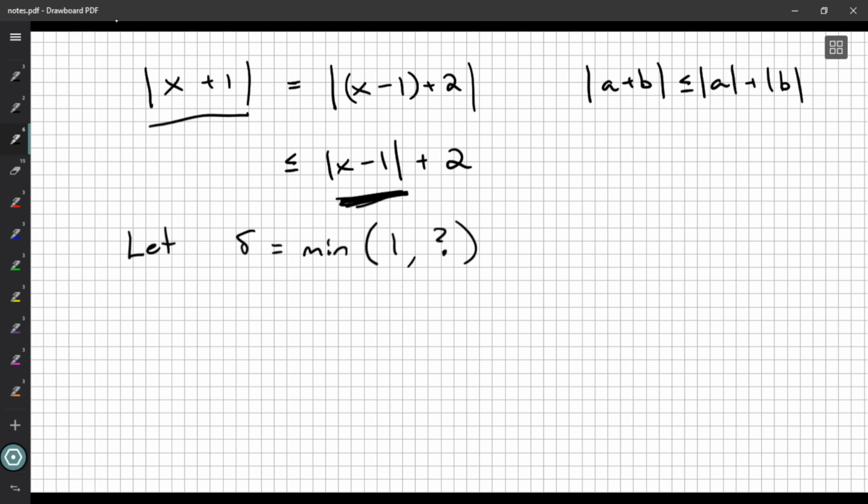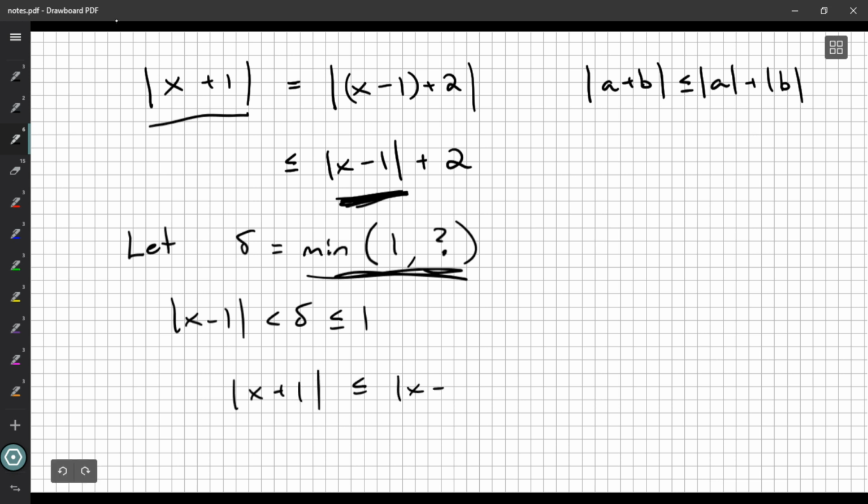Now, why are we going to do this? Well, if I do that, I know the absolute value of x minus 1 needs to be less than delta, but if delta is the minimum of these two values, I can definitely say that delta is less than or equal to 1. How does this help me? Well, x plus 1 is now going to be less than or equal to 1 plus 2, 3.